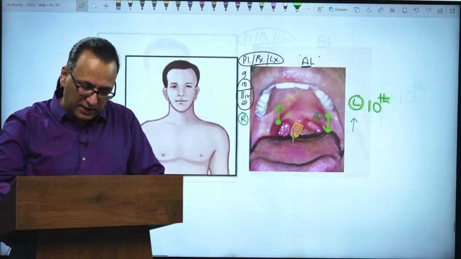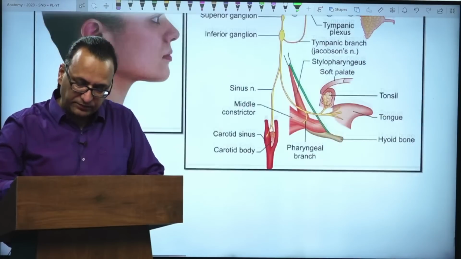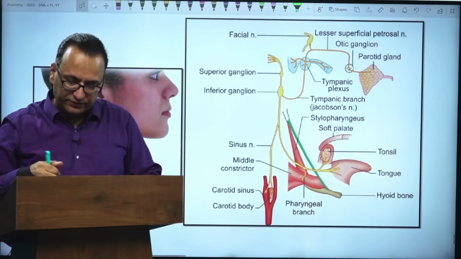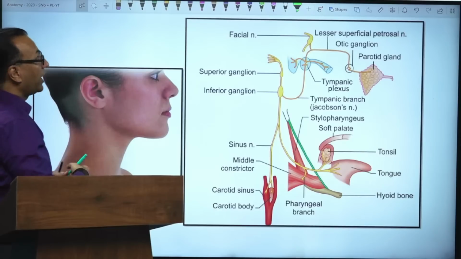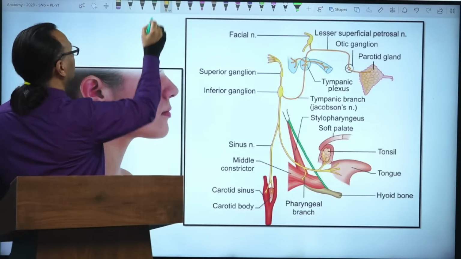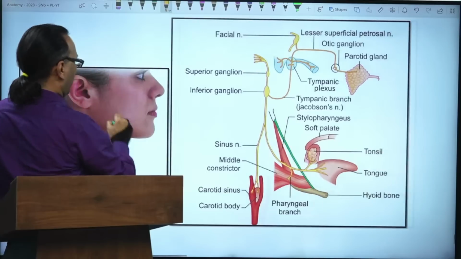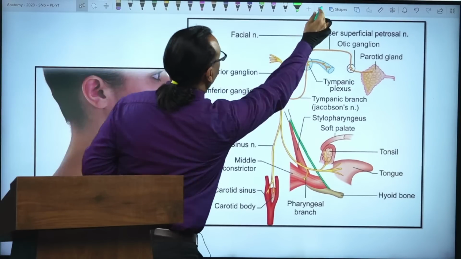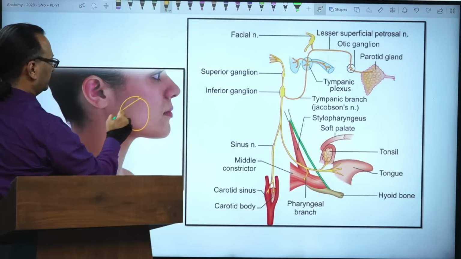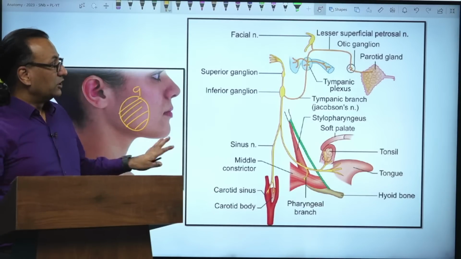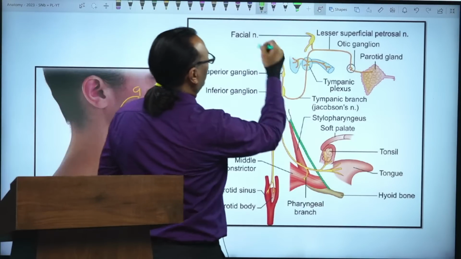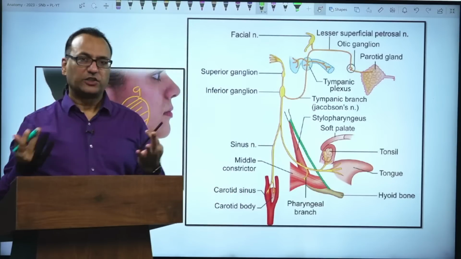And about the 9th nerve, as I was telling, the 9th nerve has several functions. This is looking from the side view. You are talking about the parotid gland here. Parotid gland. It requires the 9th nerve pathway. So what is this 9th nerve? What are the various functions of the 9th nerve?